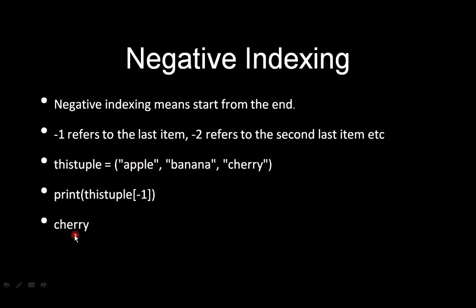So I will be getting this output, that is the cherry, whenever I specify the negative index number -1. So this is what you saw theoretically. Now we will be practically implementing this particular concept.